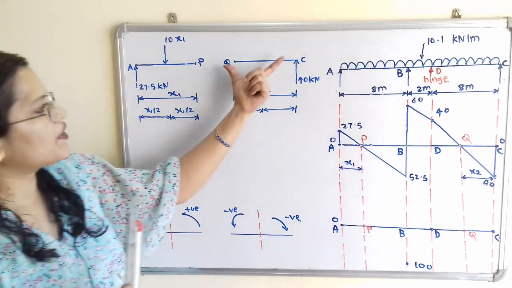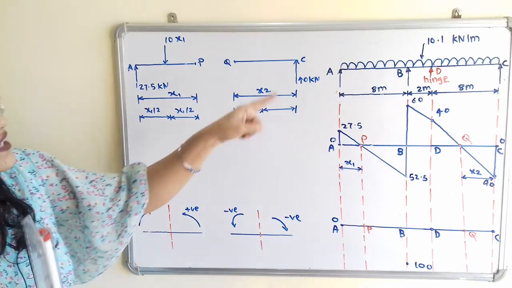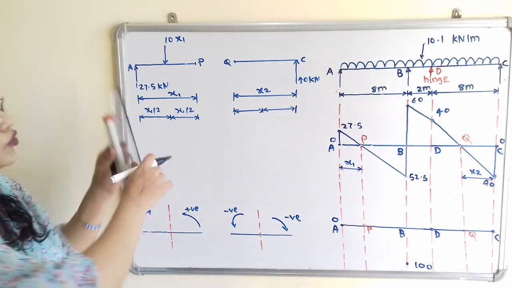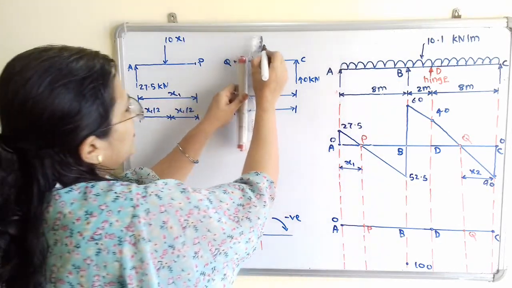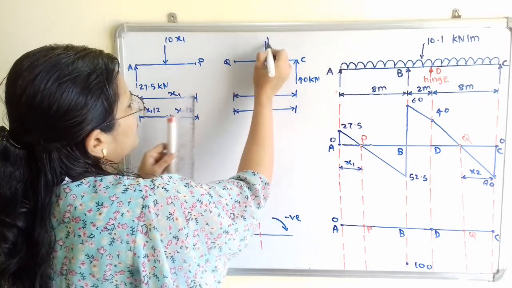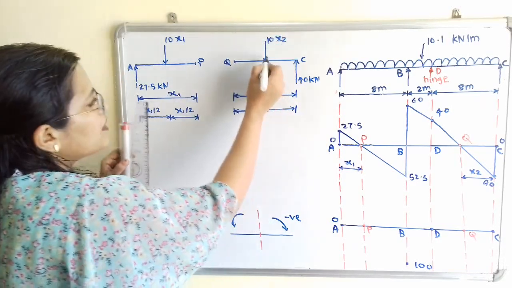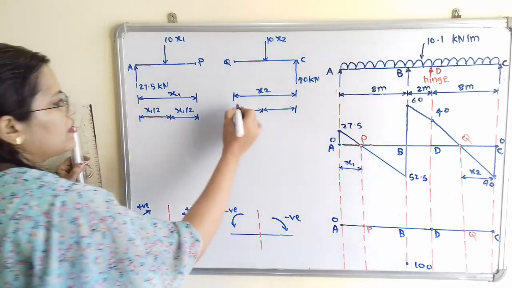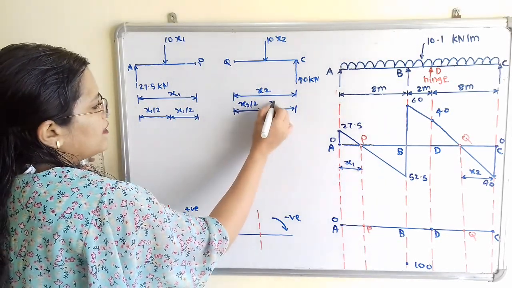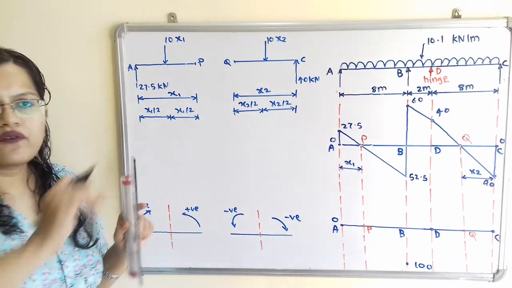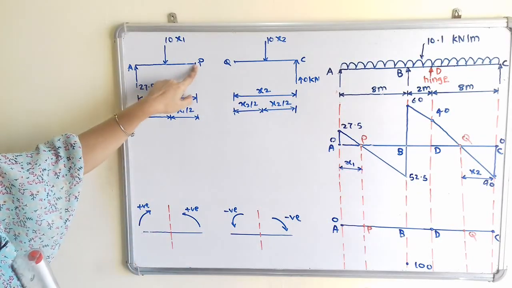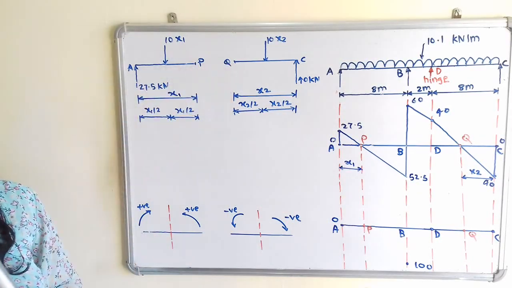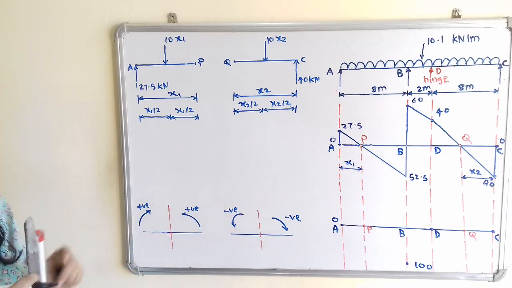Now in the same way for this QC, there is uniformly distributed load. So total load is 10.1 x2, and the point of application of load is at the center point. So here x2 by 2 and x2 by 2. Now we have to find out the bending moment at point P and at point Q. So we will use this sign convention.